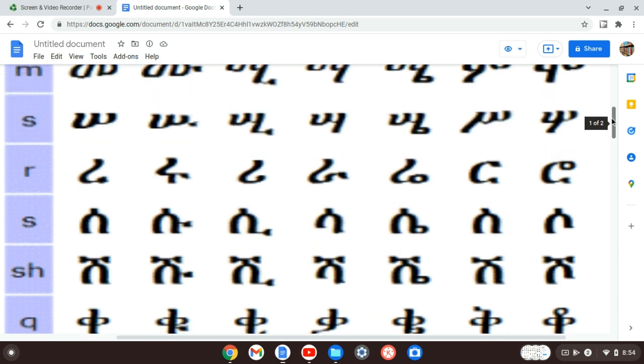And then you have this letter se. You pronounce it the same as this letter se. You can use them interchangeably as well. Se, su, si, sa, se, se, so.